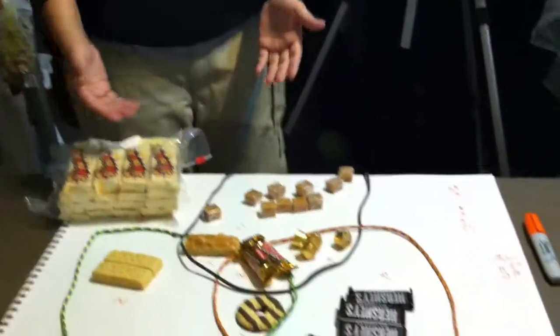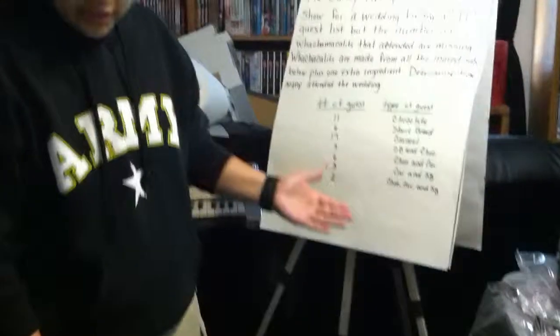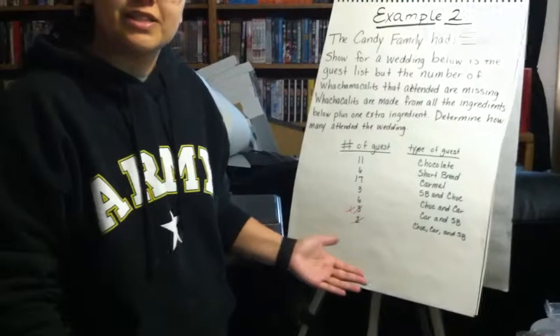And by using this Venn diagram, I was able to solve how many people were here. So now I can tell the Candy family I have solved their dilemma. All by using this Venn diagram.